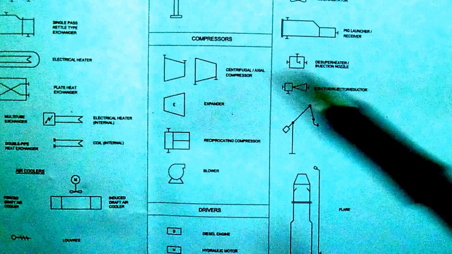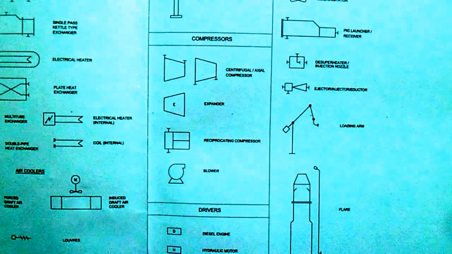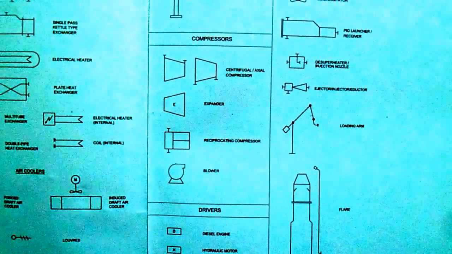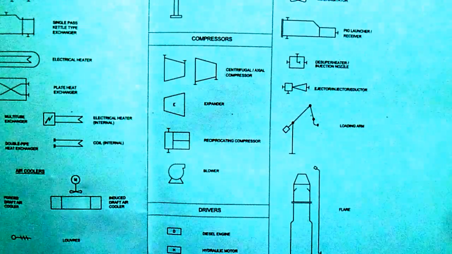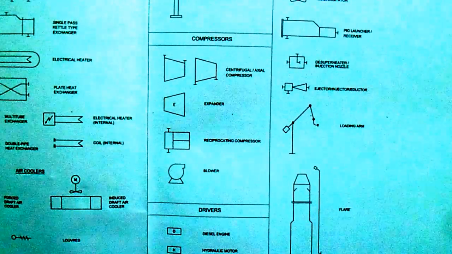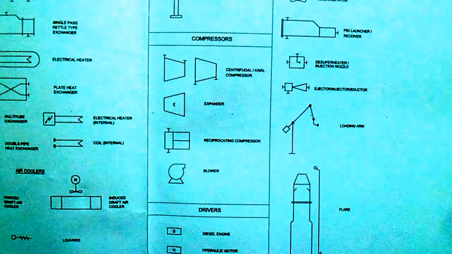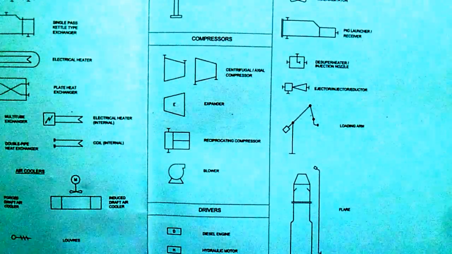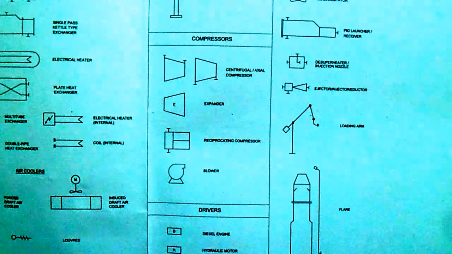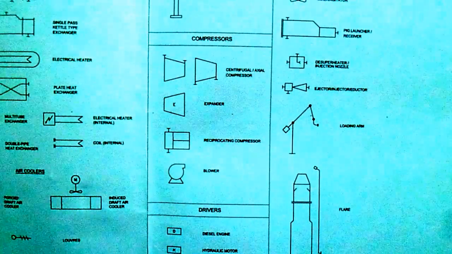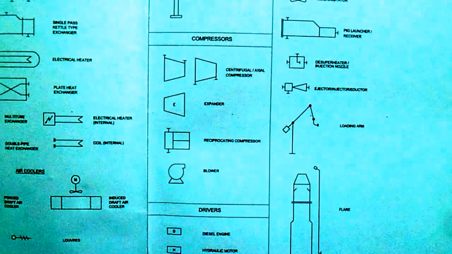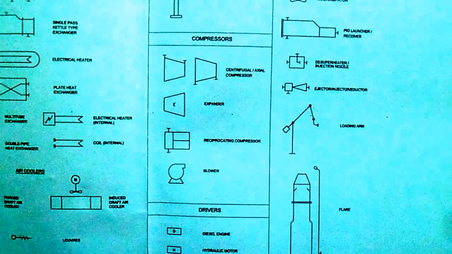So that is all the equipment symbols, and these equipment symbols we will see in the P&ID. P&ID is a piping and instrument diagram. These are all the equipment symbols we can see in the P&ID.